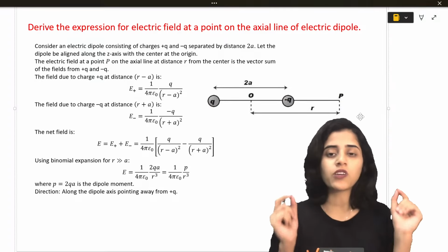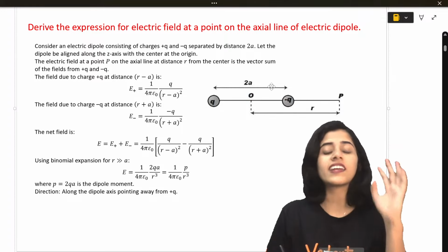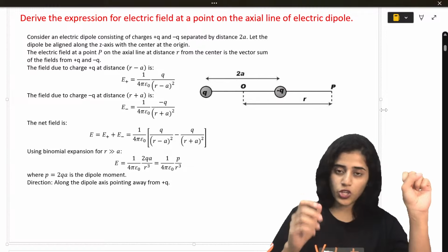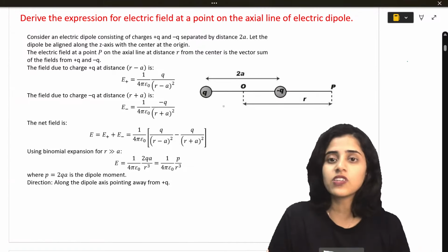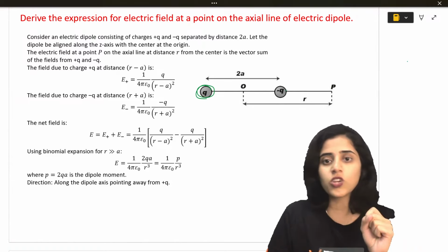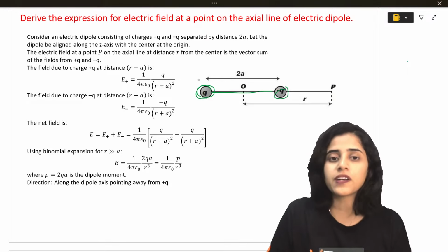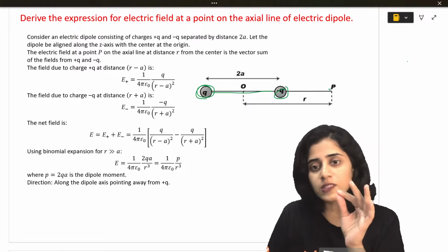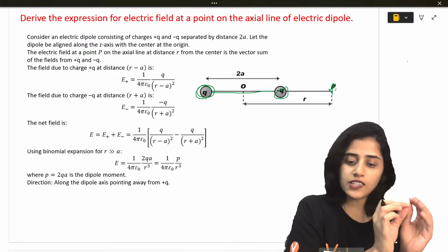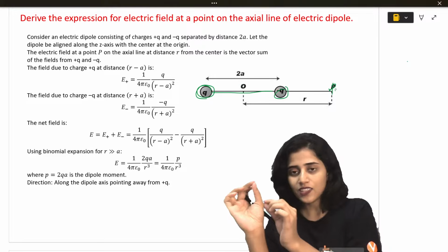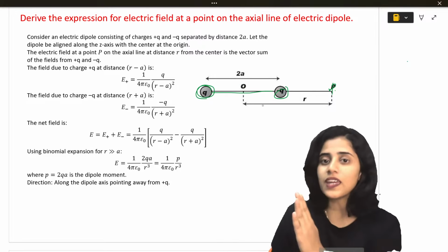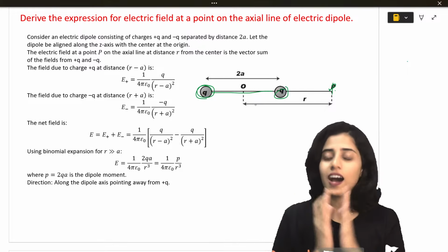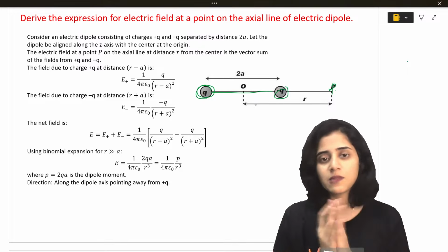All right, so how will you draw the diagram? This is for an electric dipole. So what is an electric dipole? You need a positive Q charge and a negative Q charge. So this is plus Q, minus Q, and they are separated by a distance of 2a. Then you take a point P. The distance from P to O, the center of the dipole, is r. This is the diagram. Very simple diagram.